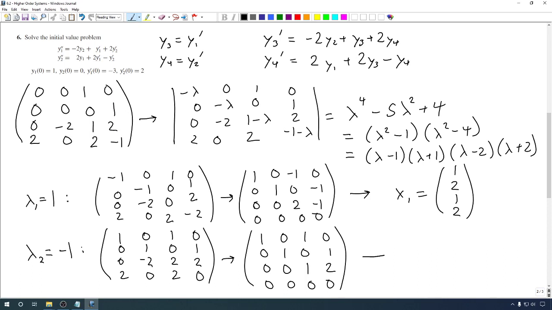So again, not quite reduced row echelon form, but close enough. Here we don't have to multiply. We don't have to put 2 in the last slot. We'll just put a 1, which will make our third variable -2. Our second variable is going to be -1, and our first variable, again, since we have -2 here, we'll have a +2 for that one. So that's going to be our x2.